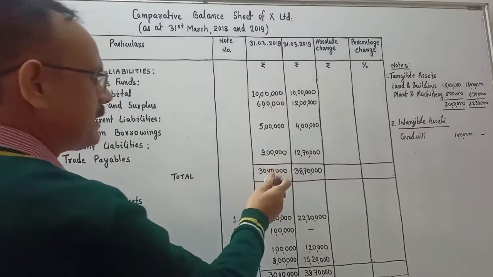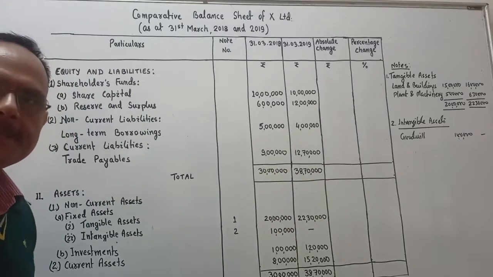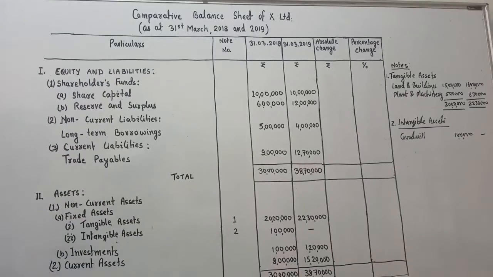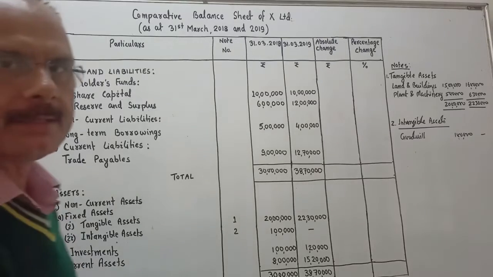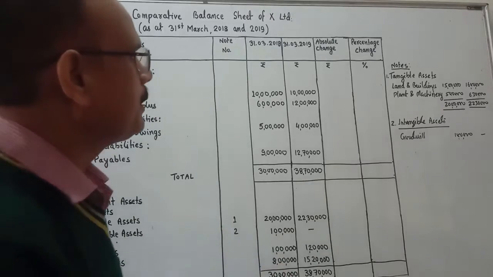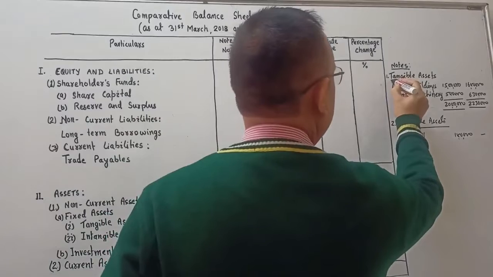The one side total is 30 lakhs and the other year's total is 38 lakh 70,000. Now come to the asset side. Under the non-current assets, fixed assets, tangible and intangible is given. We have to write tangible and intangible. Here in intangible assets, you show it in the working note.